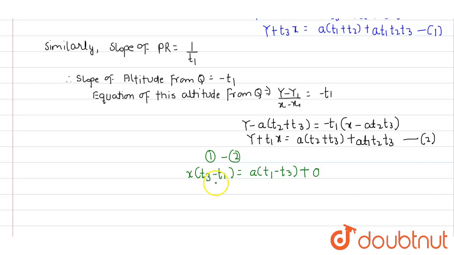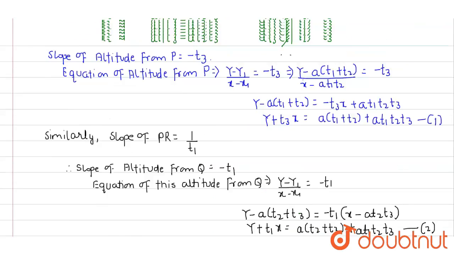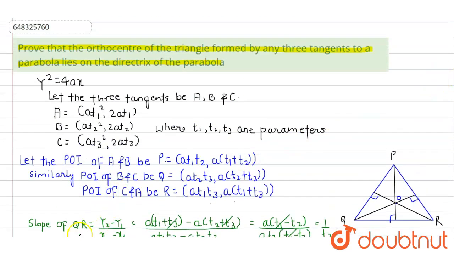Now you see this will go minus 1 times. So I'm getting x is equal to minus a, which is nothing but the directrix of the parabola. And x is what? The point of intersection of the altitudes. So that means that is the orthocenter. So the orthocenter lies on the directrix of the parabola.